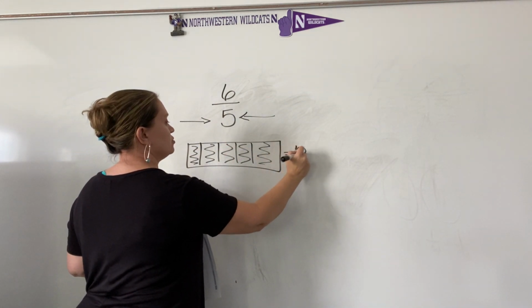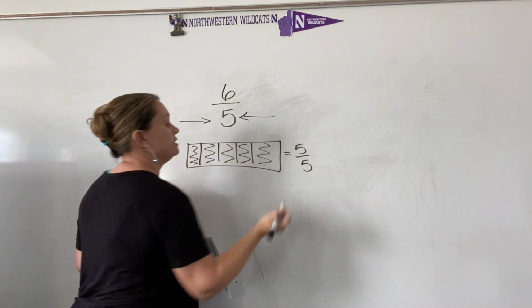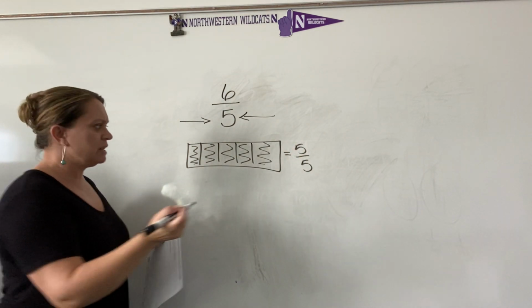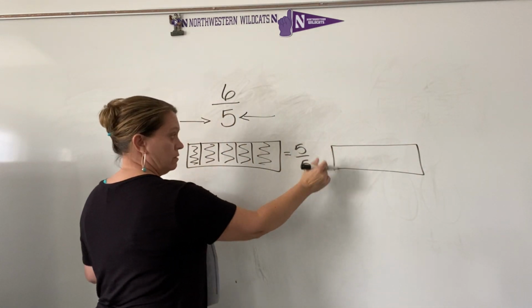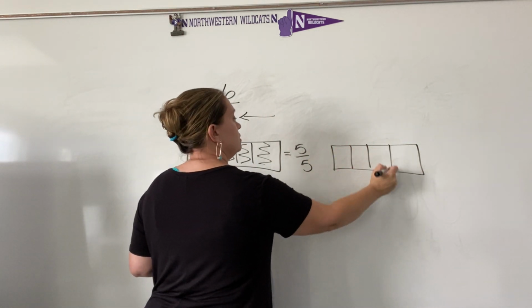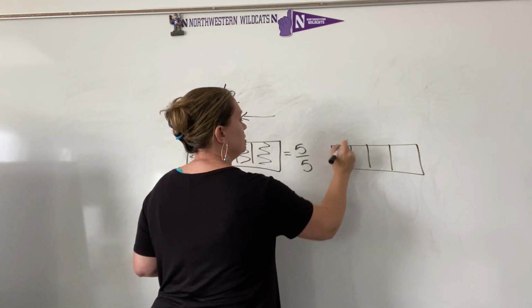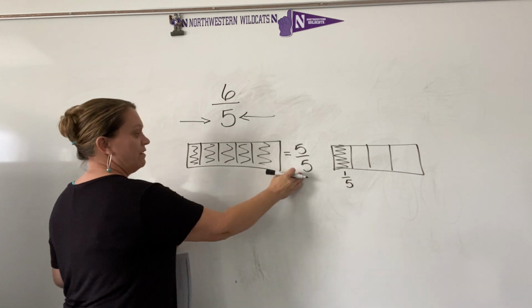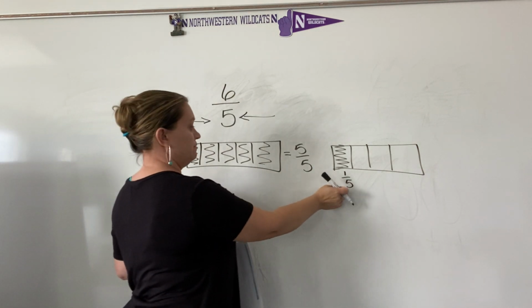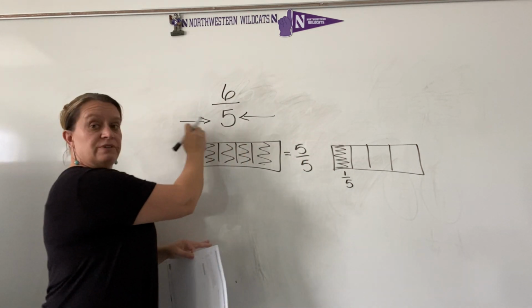Well, this tape diagram is full. It's got 5/5. So I'm going to need one more rectangle. And then when I fill this in, you've got another 1/5. Well, 5/5 plus 1/5 gives you 6/5.